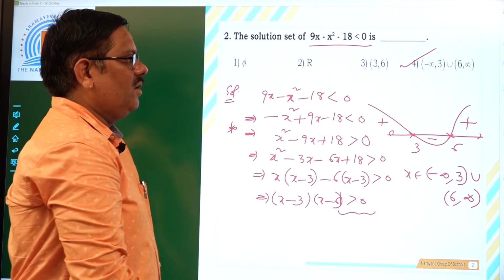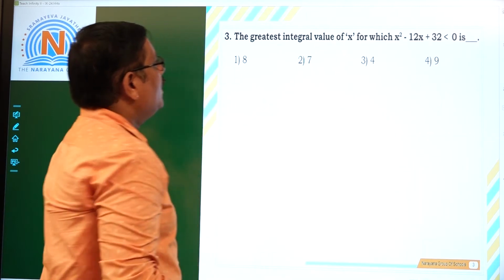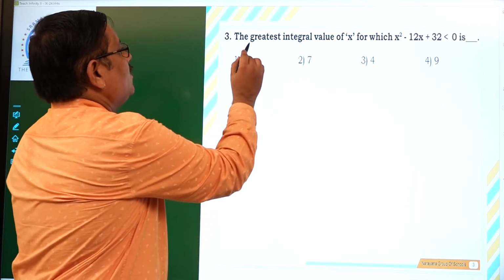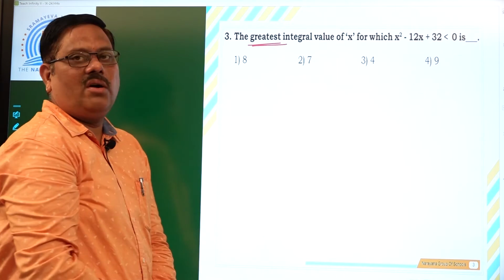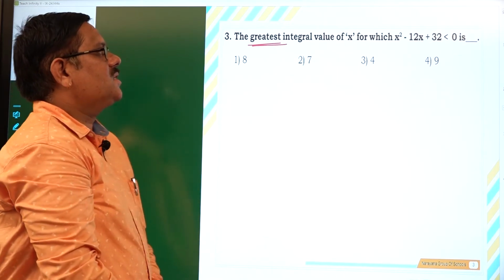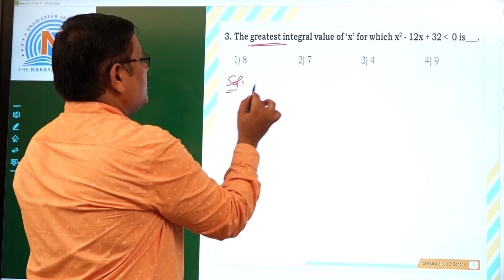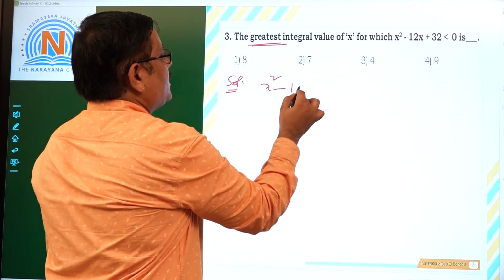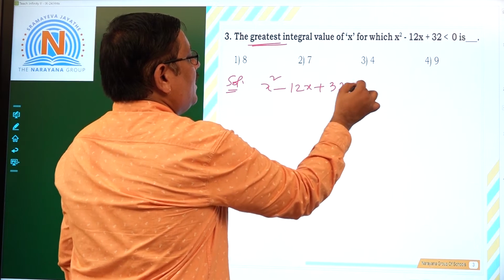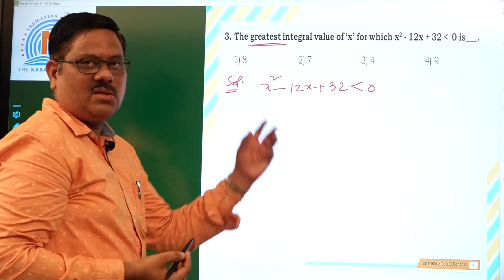Okay, now we'll move to the next question. The greatest integral value, this is important here, greatest integral value of x for which x square minus 12x plus 32 is less than 0. So what is the inequality given to us? X square minus 12x plus 32 less than 0. First let us solve it.